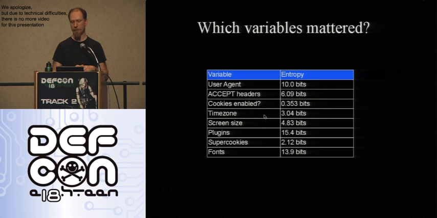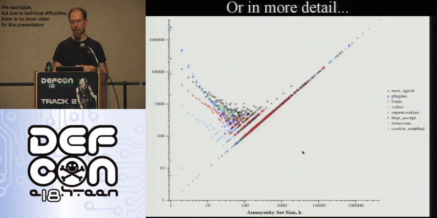The things that were worse: plugins, 15.4 bits, fonts, about 14 bits. So these things that your browser publishes are very revealing. If you want to ask, okay, what does the distribution of different values for all of these things look like? You end up with this crazy graph here. It's in our paper as well. I can try to explain it.